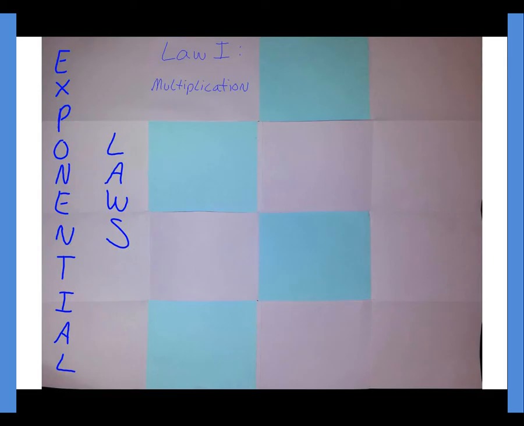So exponential law, multiplication. When multiplying like bases, you add the exponents. When multiplying like bases, you add the exponents. Because then it holds true with exponential form. We'll show you. There'll be an example.